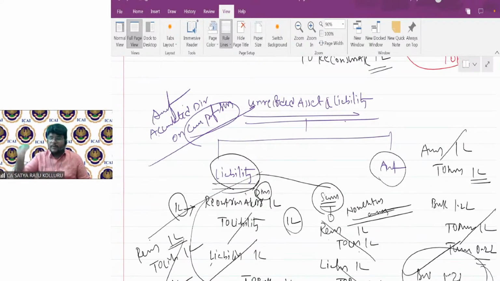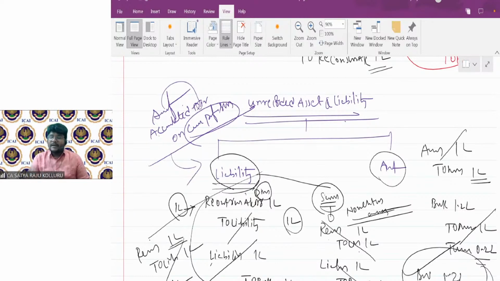Now, during the process of internal reconstruction, whatever arrears they have, we can treat all of it as an unrecorded liability. Actually, it is not a liability, but during the internal reconstruction process, it is a liability. Because as per the rights of the shareholders, they may ask for money from the company. That's why we treat it as a liability at the time of internal reconstruction. Now you can treat it as an unrecorded liability.